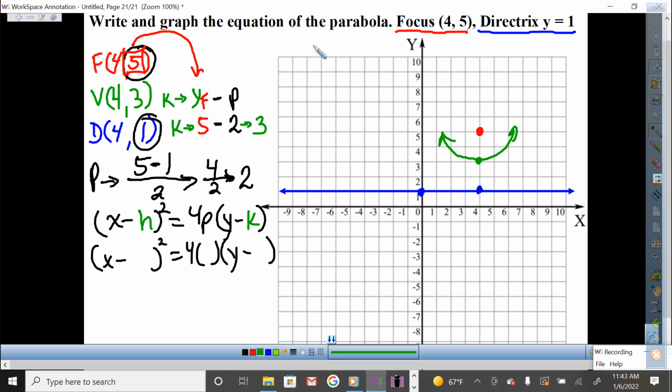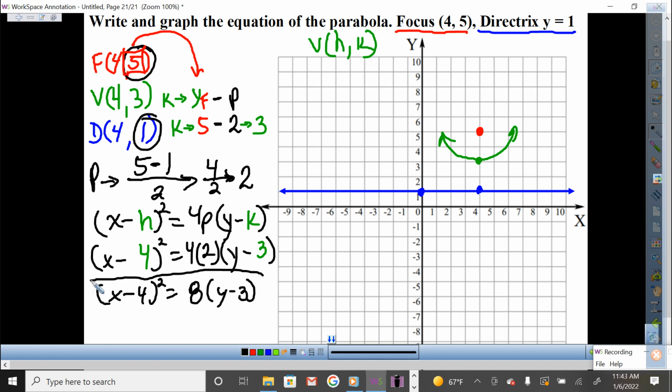Yeah, for those of you that forgot, I'm going to write it over here again. The vertex is always h, k. So if my vertex is h, k, that means h is 4, k is 3. What is p? P is 2. Rewrite this. X minus 4 squared equals 8 times y minus 3. And we're done.